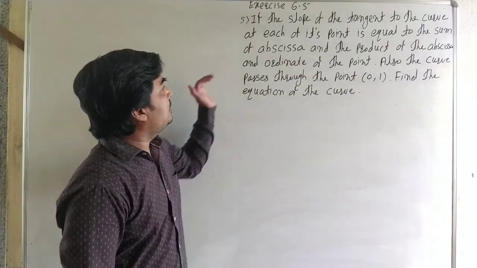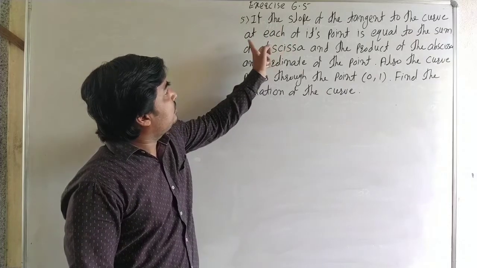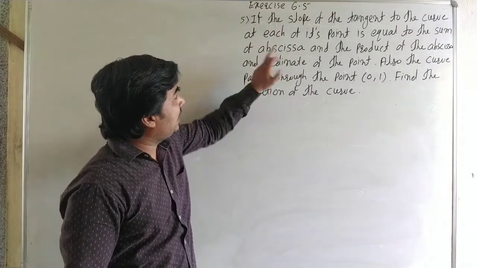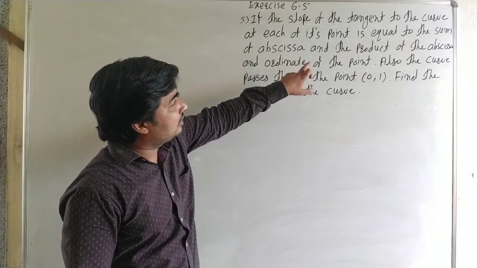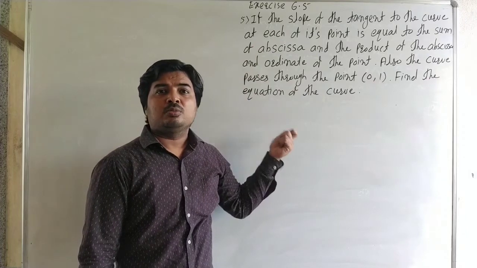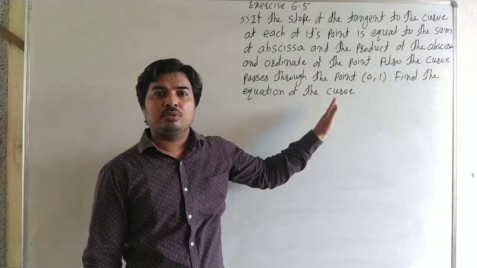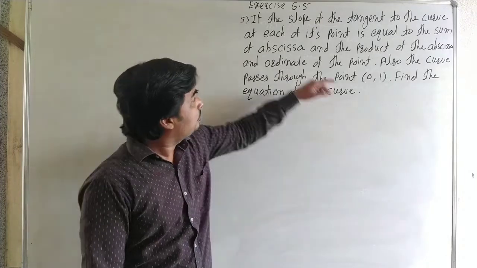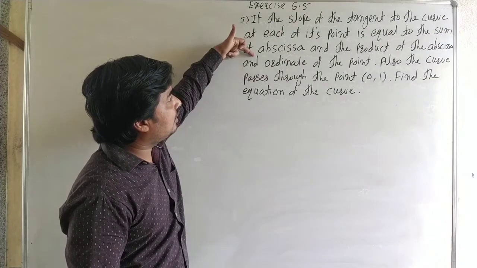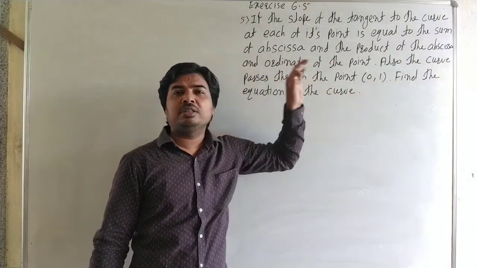Now the last example in this exercise: if the slope of the tangent to the curve at each of its points is equal to the sum of the abscissa and the product of abscissa and ordinate of the point. Here the sum has two terms, the abscissa and the product of abscissa and ordinate. The curve passes through the point (0, 1), then find the equation of the curve.